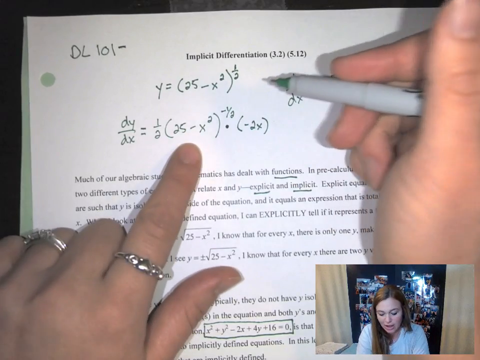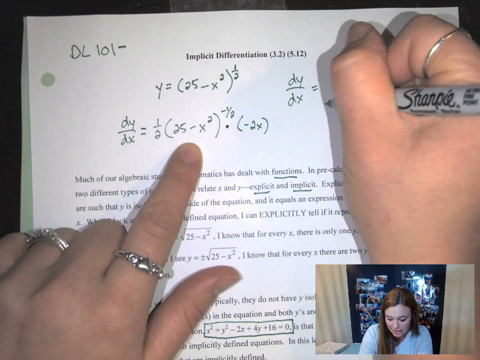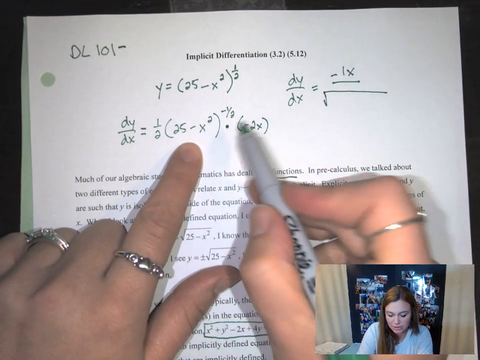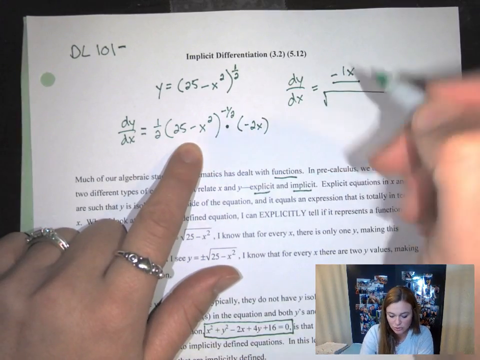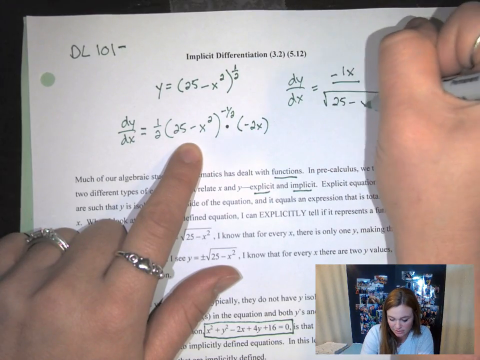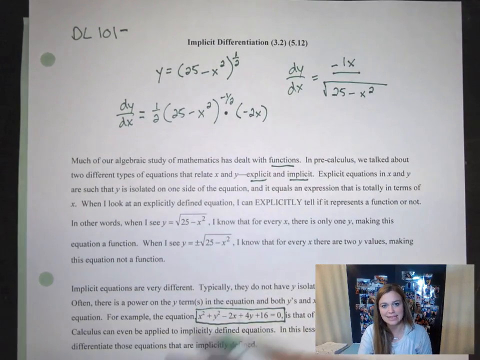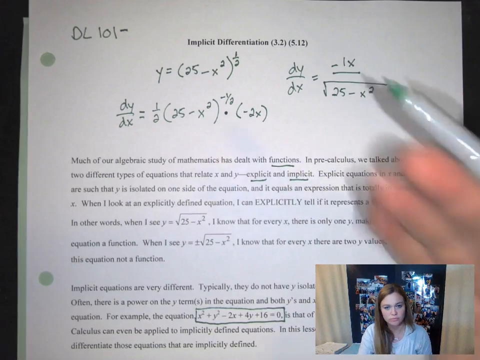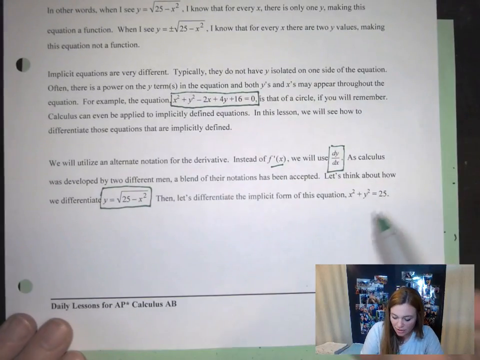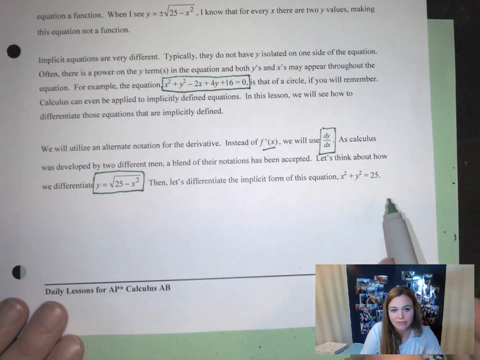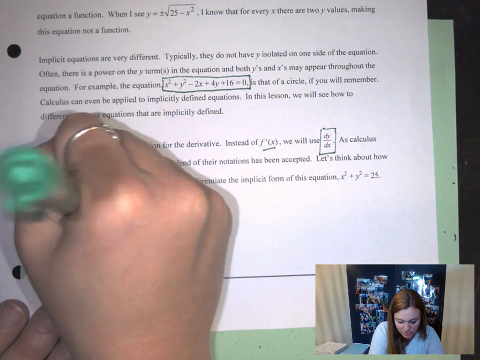In the denominator, I would have 25 minus x squared raised to the -1/2 power, or I could say, oh, sorry, as soon as I move this to the denominator, it would be +1/2 power, or I could say the square root of 25 minus x squared. Okay, so this is the old way. This is an explicit function, so I just took the derivative the way that I know how. Let's go down here. And now I've got x squared plus y squared is equal to 25. And if we were to actually solve this on the side, x squared plus y squared is equal to 25.